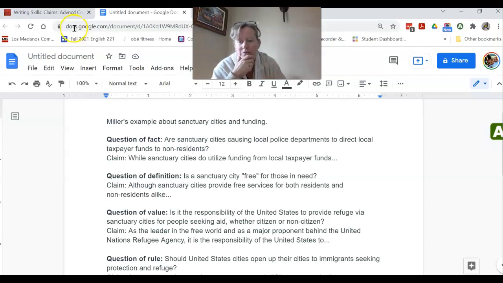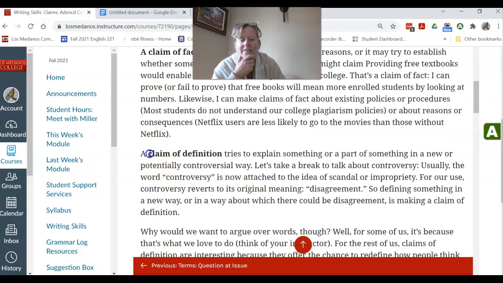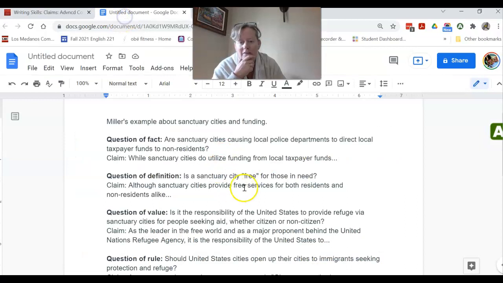So there's the first one, right? The question of fact. The second one is the question of definition. Here's my example, right? Is a sanctuary city free for those in need? Okay, so my argument then is going to be about this word free. Maybe if this was my essay topic, I would write an argument based on what we mean when we say sanctuary city. What does that mean? My argument might be about that.